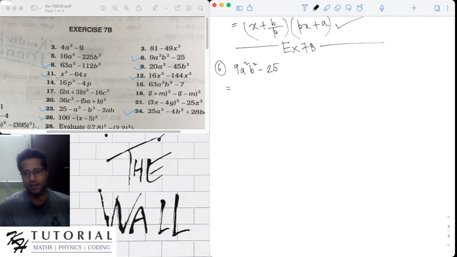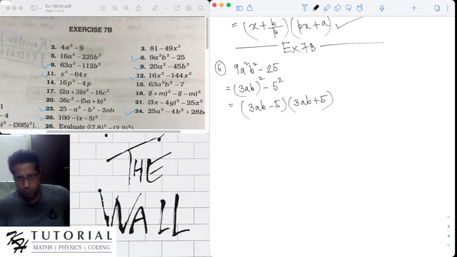We know that 9a square b square is the square of 3ab, and 25 is definitely 5 square, and I clearly get a square minus b square, and I know this will be a minus b multiplied by a plus b. So this was easy. Okay.